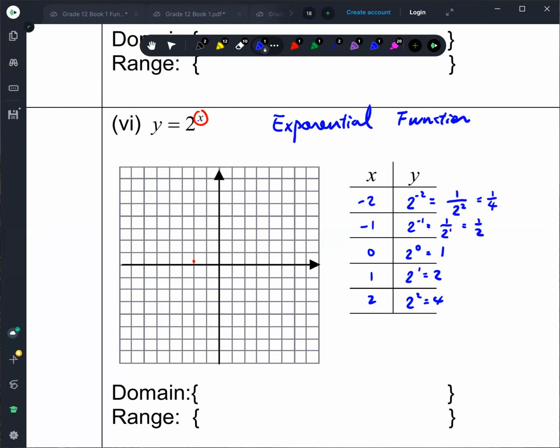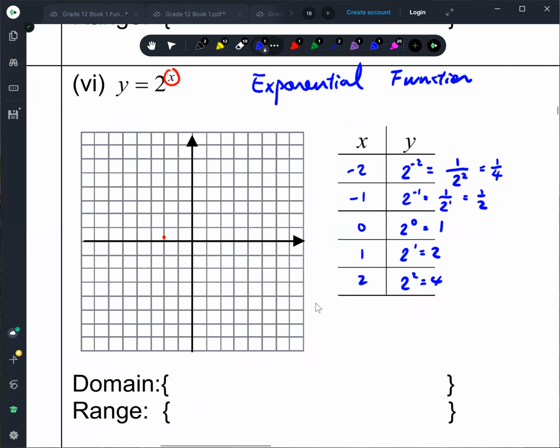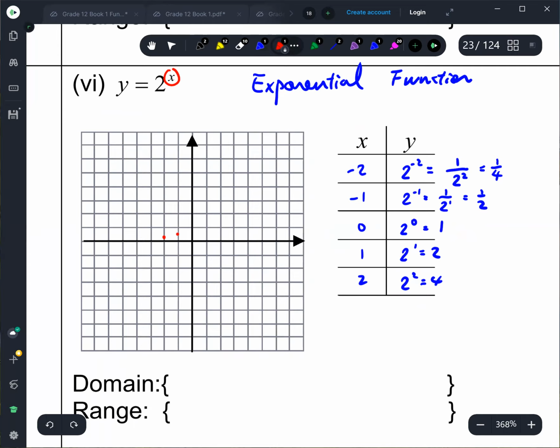Okay, so please finish the graph and raise your hand. -1 is half, so a little bit higher, right? Half is bigger than 1/4. 0, 1, 1, 2, right? 2, 4. Shouldn't take that long, okay? If you finish, please raise your hand. And connect, okay?